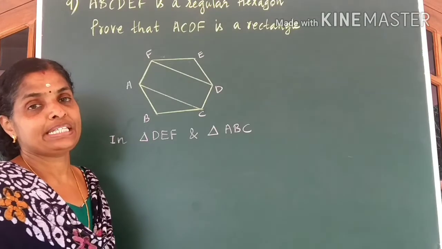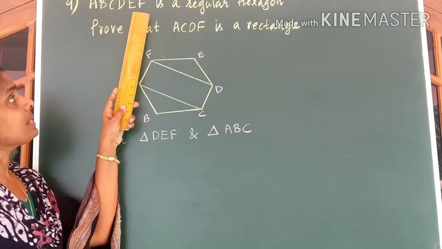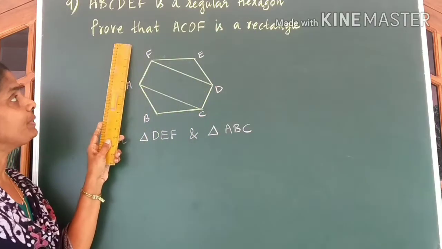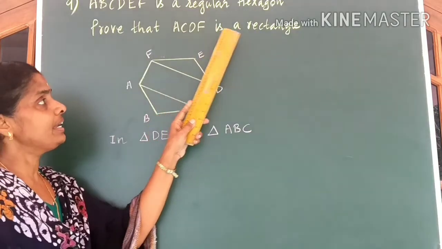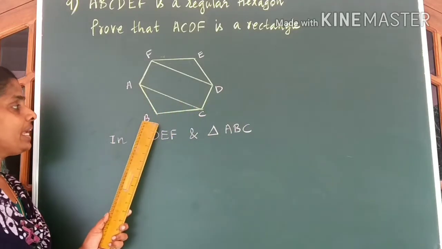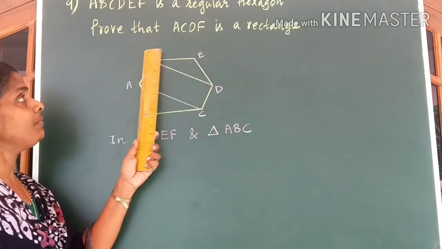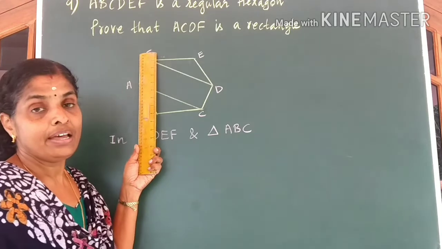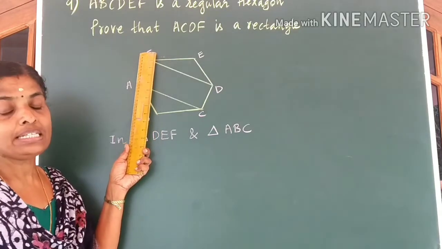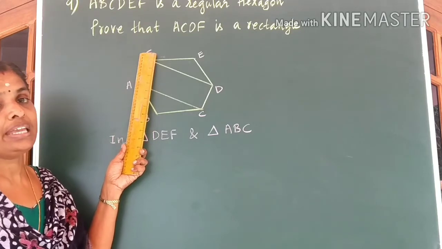On to the 9th question. ABCDEF is a regular hexagon. Prove that ACDF is a rectangle. Look at the figure. ABCDEF is given to be a regular hexagon. So what do you know? All sides and all angles are equal.